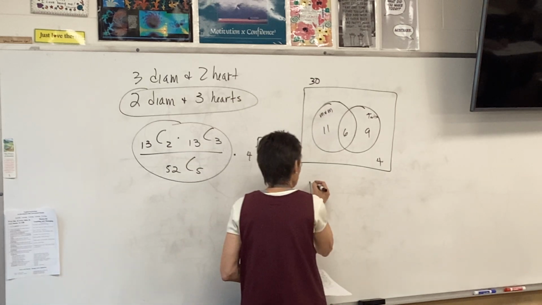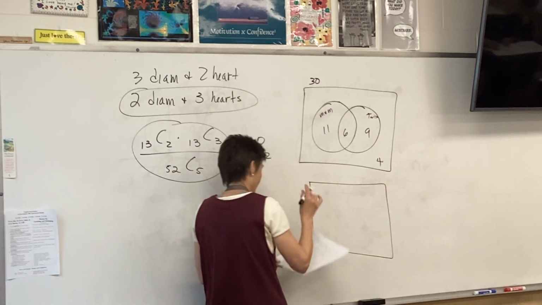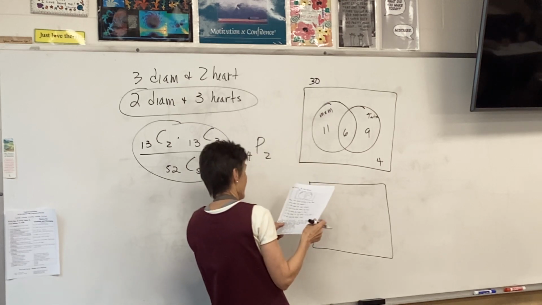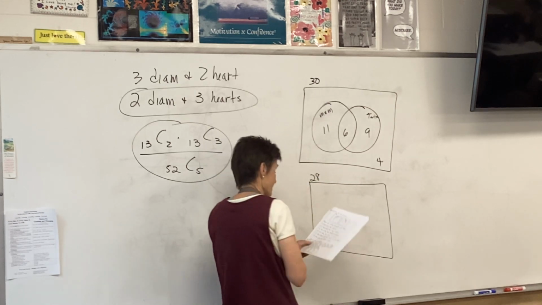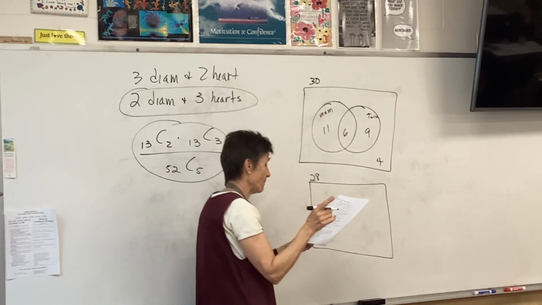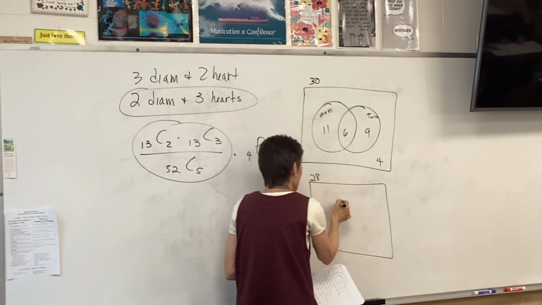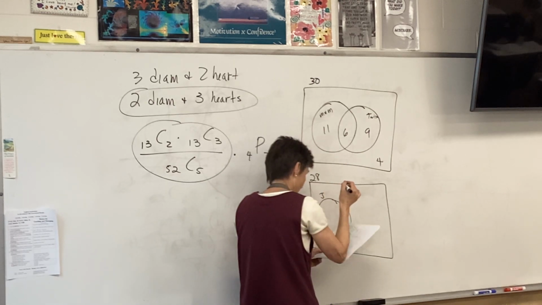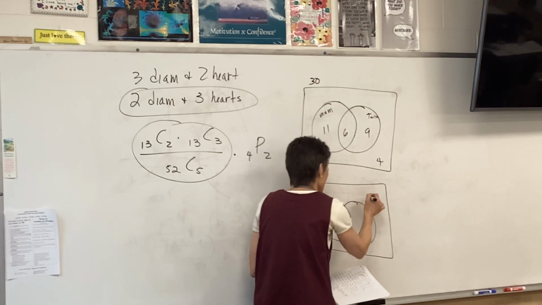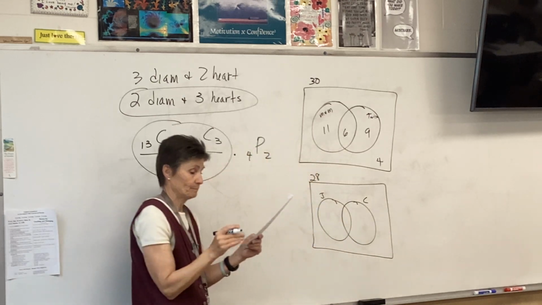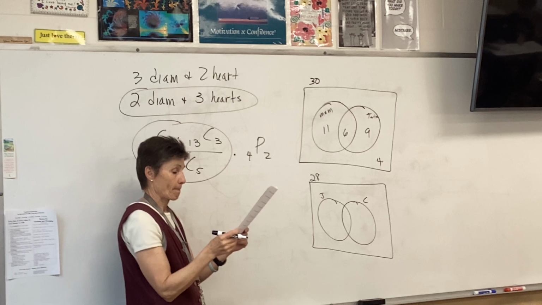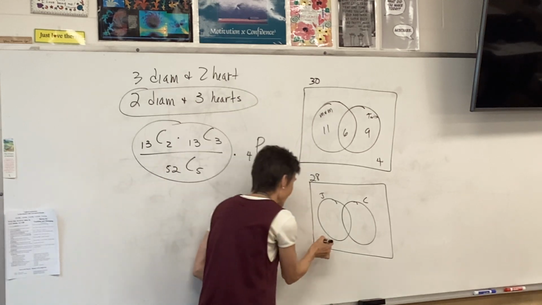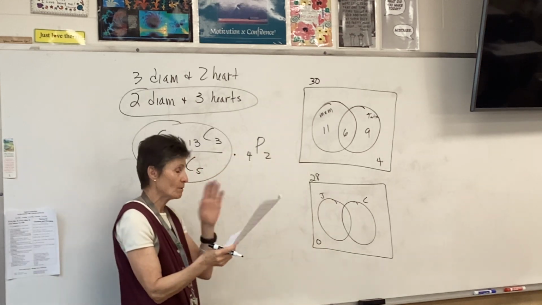All right, now you're going to make your own. All right, so here we go. 28 kids in the class. Everybody likes jazz or country or both. Everybody. So that means there's nobody out here. Everybody likes something.